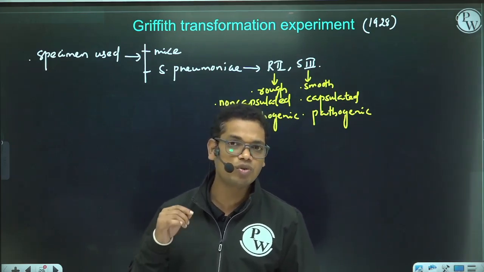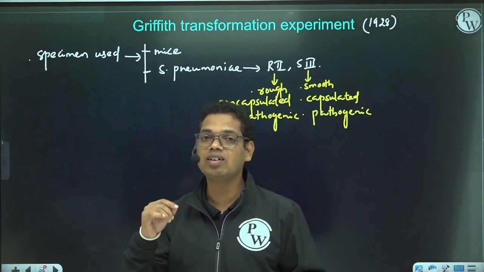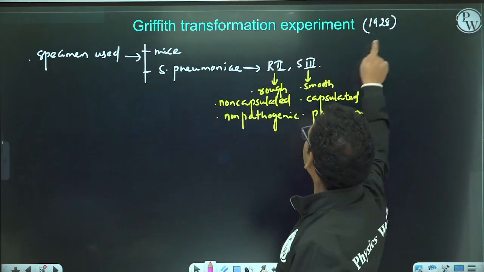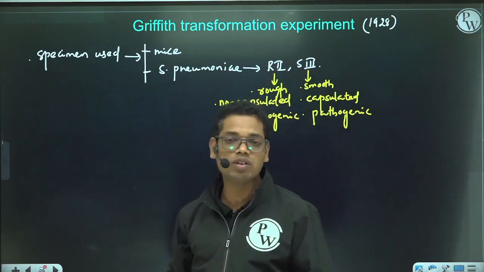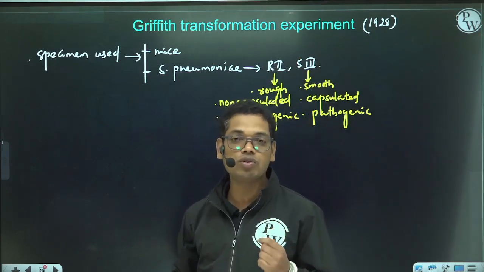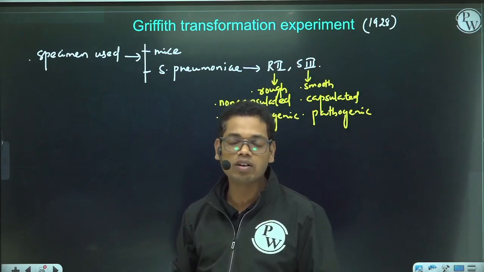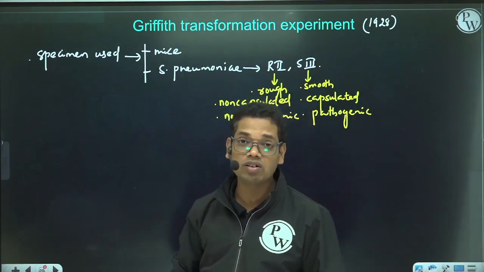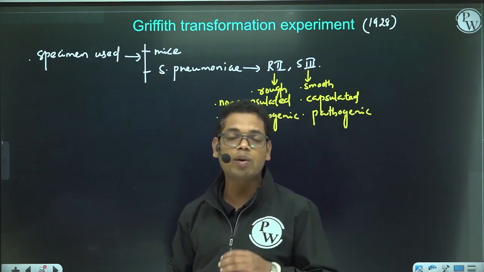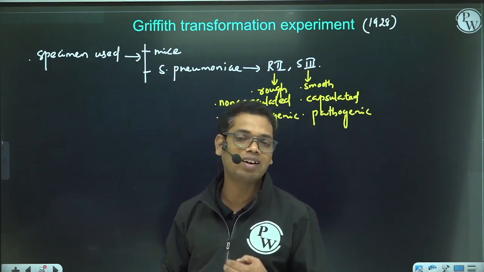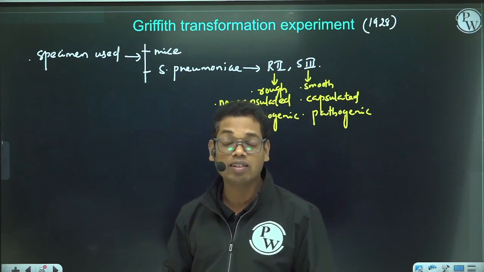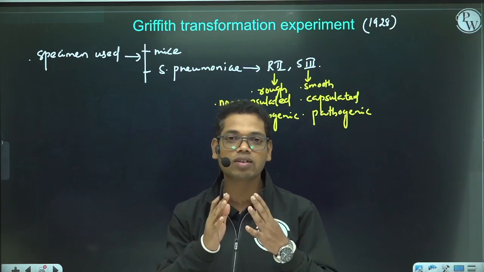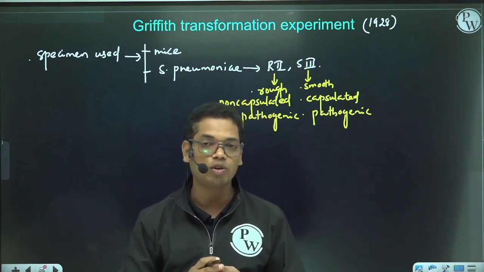So the first thing you have to remember is, when did he perform his experiment? It was 1928. The organisms used by him in his experiment were mice and a bacterium. The bacterium was Streptococcus pneumoniae, or you can call that Pneumococcus pneumoniae. And the name itself suggests that this bacterium causes a disease, and the disease is pneumonia.